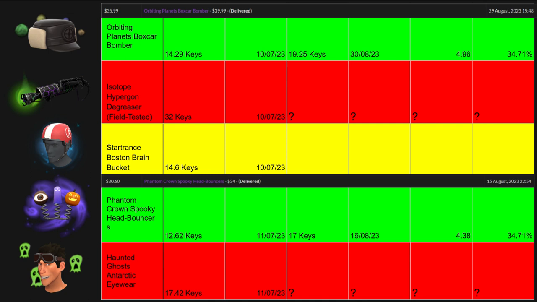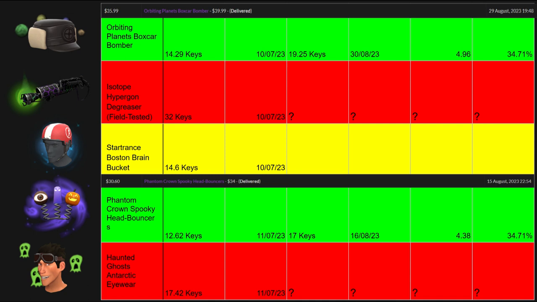Star Trance Boston Brain Bucket. A good looking effect on a low tier scout hat. I'm not sure why it hasn't sold yet, either due to bad luck or market competitors. Phantom Crown Spooky Head Bounces. These sell extremely well in an empty market, and it did. Just 1 month and a 35% return.